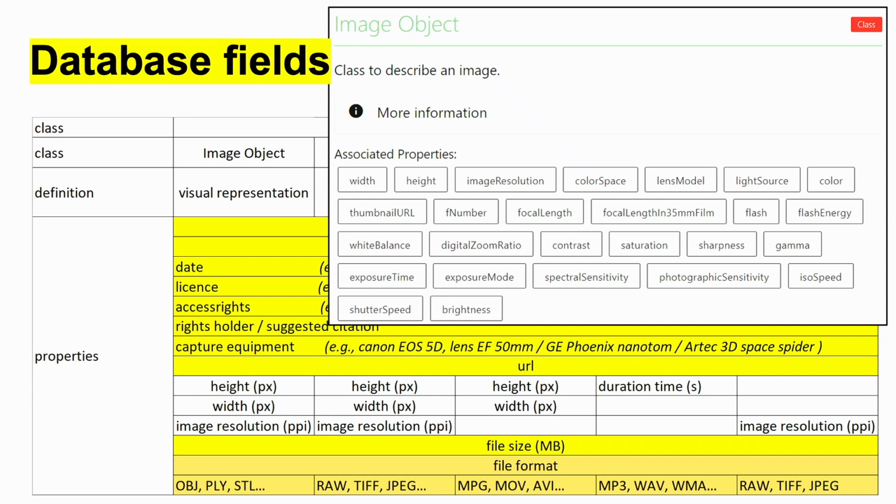There are hundreds of properties that you can also use if you really want to have spectral sensitivity on your image data in your database. Well, use it, do it. I'm not gonna do it.